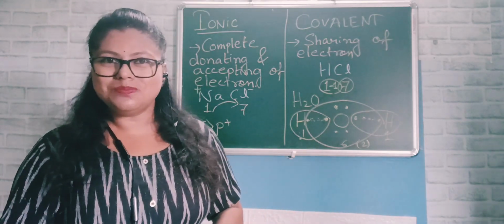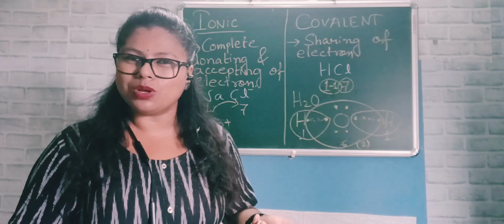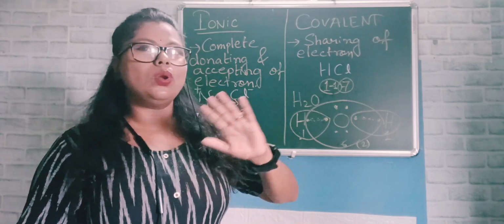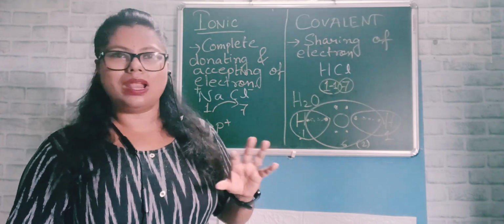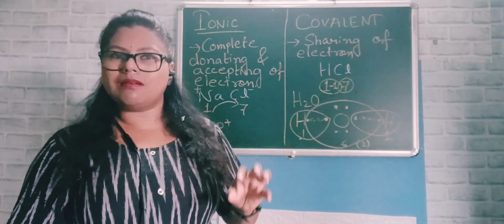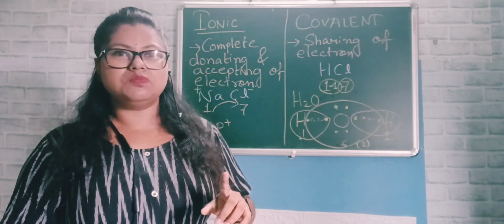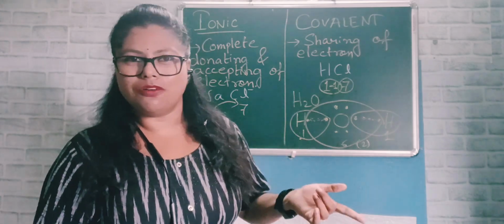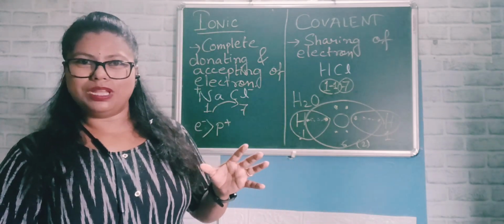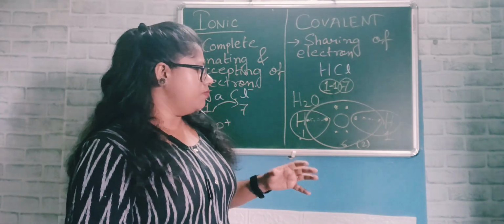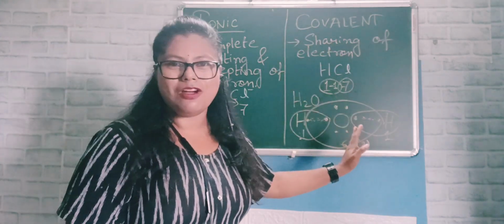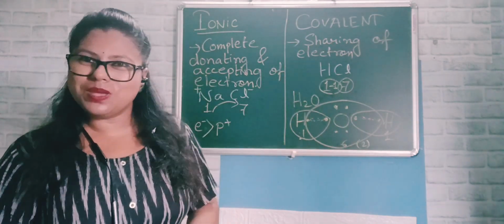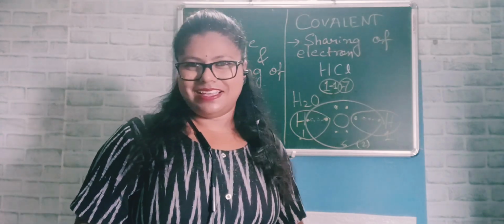So what does it mean? You are sharing your water bottle. You are not totally donating your bottle, neither is she totally accepting the bottle and using it independently. Rather, the same bottle is being used by you and your friend. So this kind of bonding between 2 elements is called covalent, because there is a sharing of electron. I hope this made it very clear.